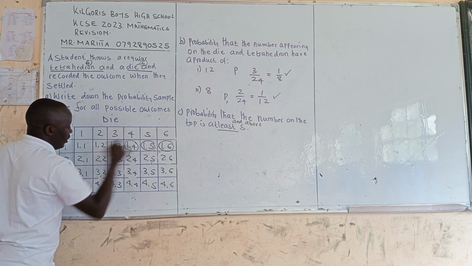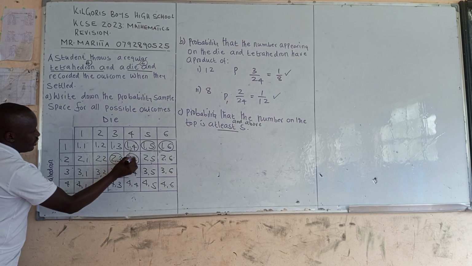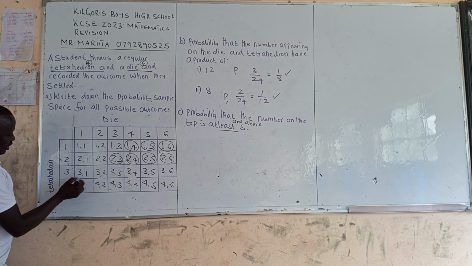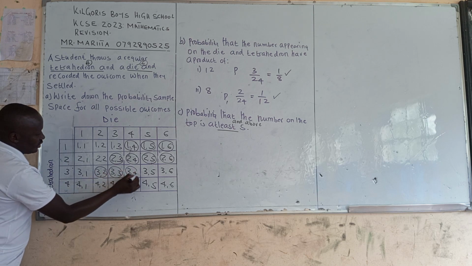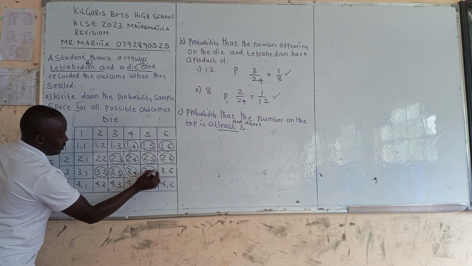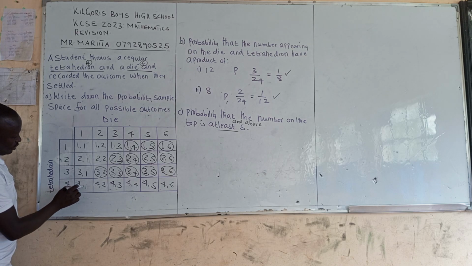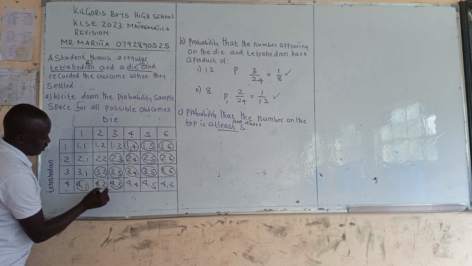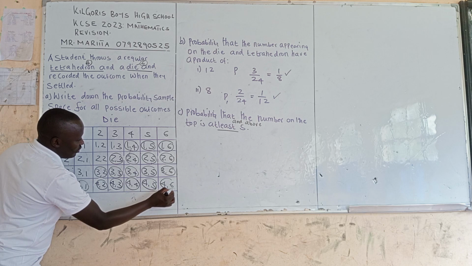This is 1, 2, 3. Then we have 4, 5, 6, 7, 8, 9, 10, 11, we have 12, 13, 14, 15, 16, 17, then we have 18.